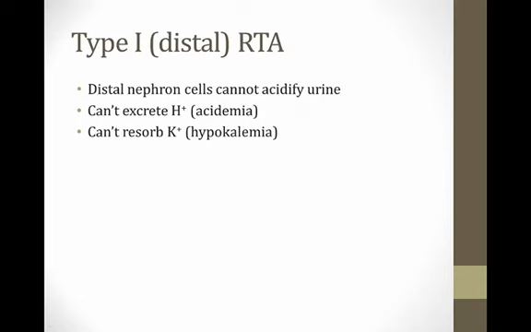So we'll start by talking about the type 1 or so-called distal RTAs, and these are disorders where the distal nephron cells cannot acidify the urine. So the nephron can't excrete acid, and as a result, acid levels build in the blood and the patient develops acidemia. Also in type 1 RTAs, the distal nephron cannot resorb potassium, so patients develop hypokalemia.